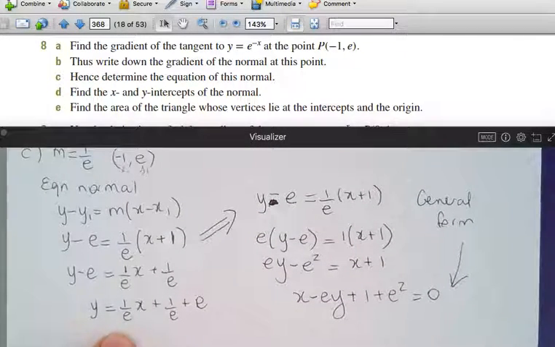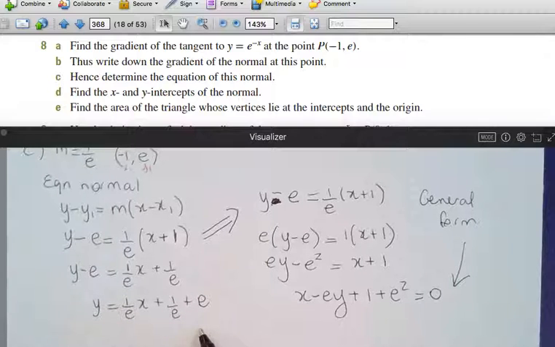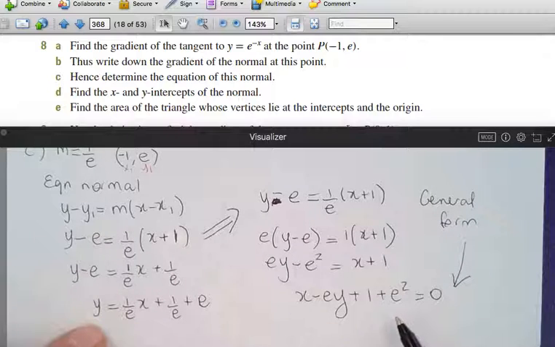That's in y equals mx plus b form. I like y equals mx plus b form because I can see the gradient is about 1/3 and the y-intercept is about 2.7 plus roughly 1/3. It's about 3-ish. All right? But we're going to work it out anyway. So that is the equation of the normal. Either way is fine. If they say general form, it has to be in this form.